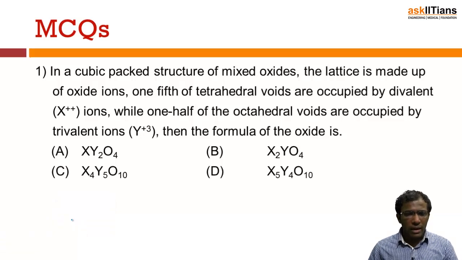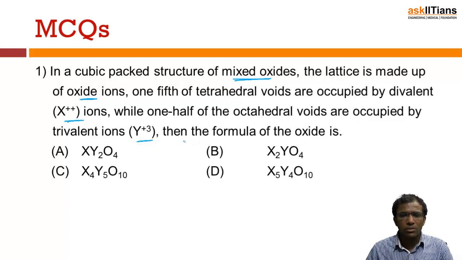So it is given that in a cubic close packed structure of mixed oxide, the lattice is made up of oxide ions, okay, and 1/5 of the tetrahedral voids are occupied by divalent X plus 2 ions, while 1/2 of the octahedral voids are occupied by the trivalent ions. Then the formula of the oxide is. So such kind of questions are very common in competitive examinations, and let's see how to solve this.